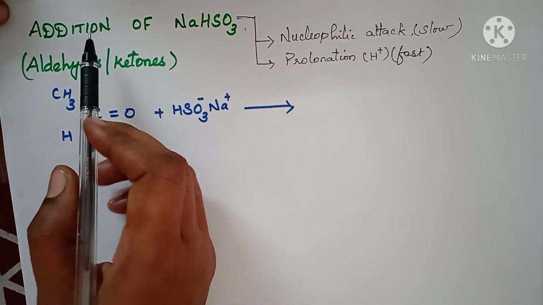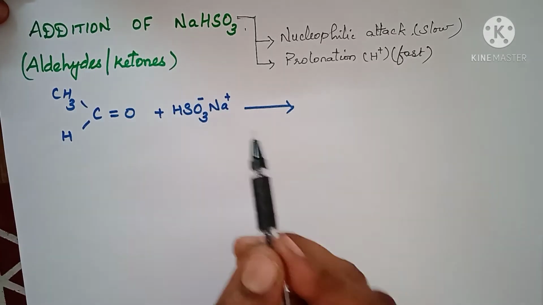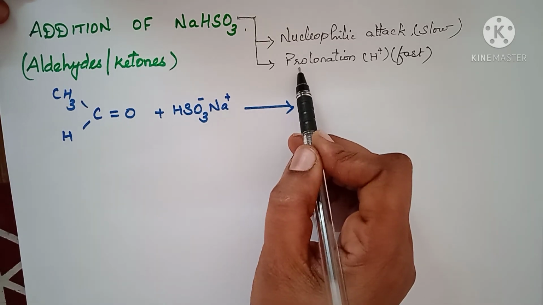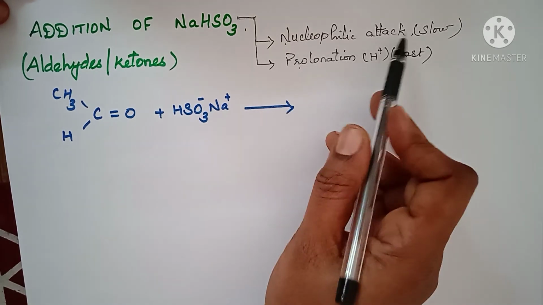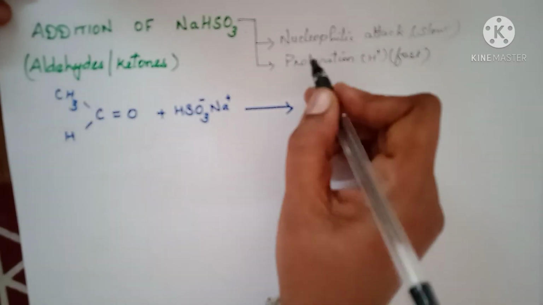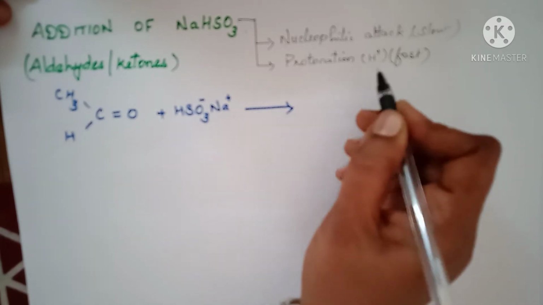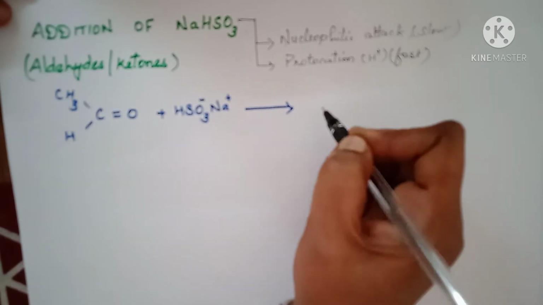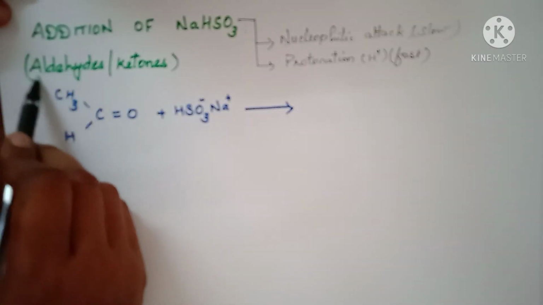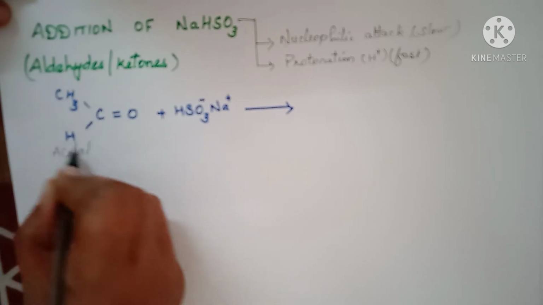Okay, let us discuss the addition of sodium bisulfite, that is a nucleophilic addition reaction. Here also we are going to follow two steps. The first step, nucleophilic attack, is a very slow step. The second step, protonation, is very fast. Proton, that means H plus ion, is going to join with the O minus ion. Okay, now first we are going to take aldehyde only. So this aldehyde is acetaldehyde.